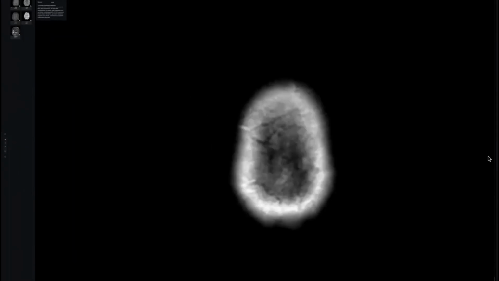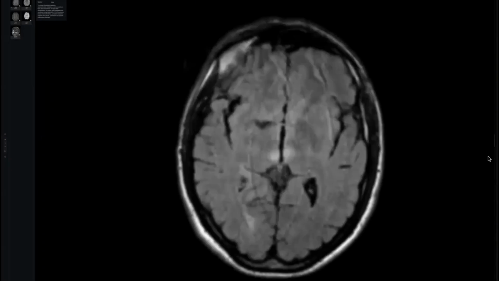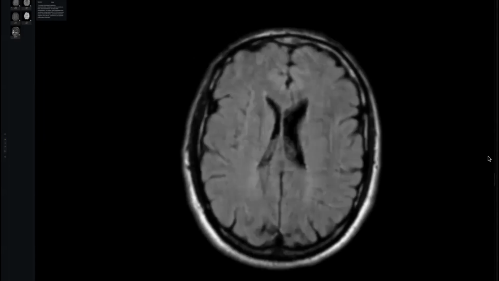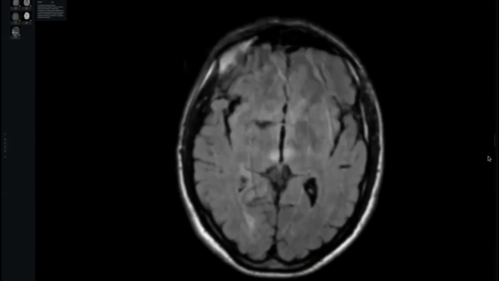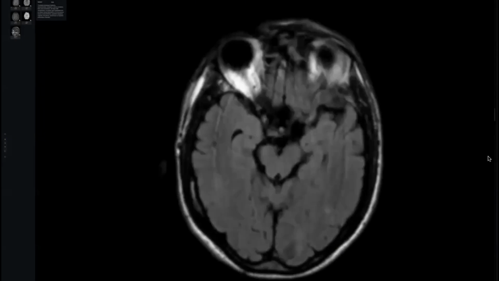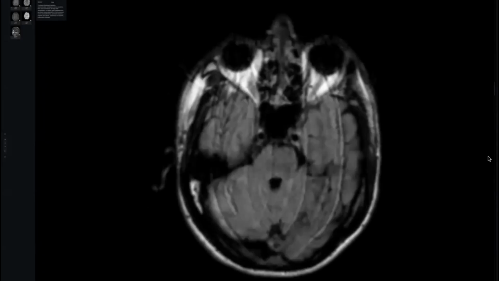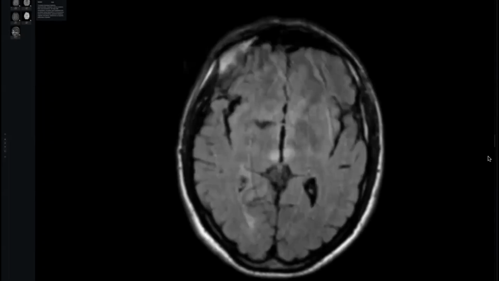Here I am scrolling through the whole set of images from top to bottom. Here is the most striking abnormality. I can see increased signal intensity involving the bilateral medial thalami, along the periaqueductal region around the midbrain, and the bilateral cerebellum as well.